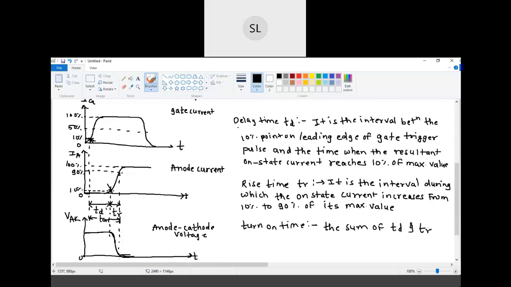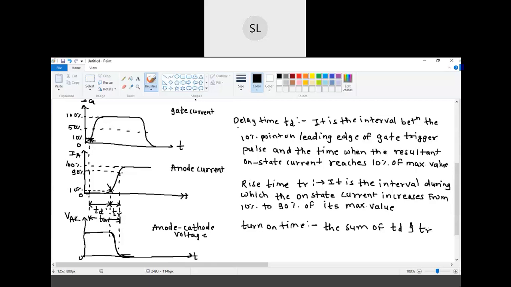We can say that till the maximum on-state current flows through the device, that time period from just forward biasing that thyristor till the large amount of anode current flows through the device, we can consider as the delay time. And rise time is nothing but what? It is the interval during which the on-state current increases from 10% to 90% of its maximum value. म्हणजे large amount of anode current it will start flowing through the device during that particular time period. So that is what is called as the rise time. And the turn on time will consist of delay time and the rise time. Okay.